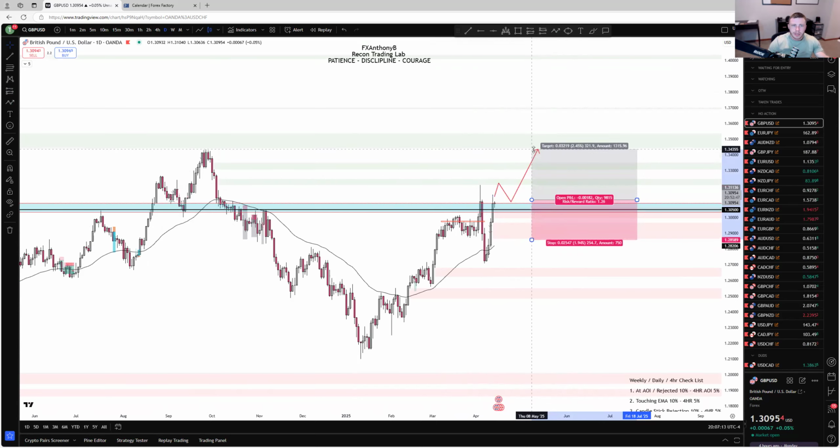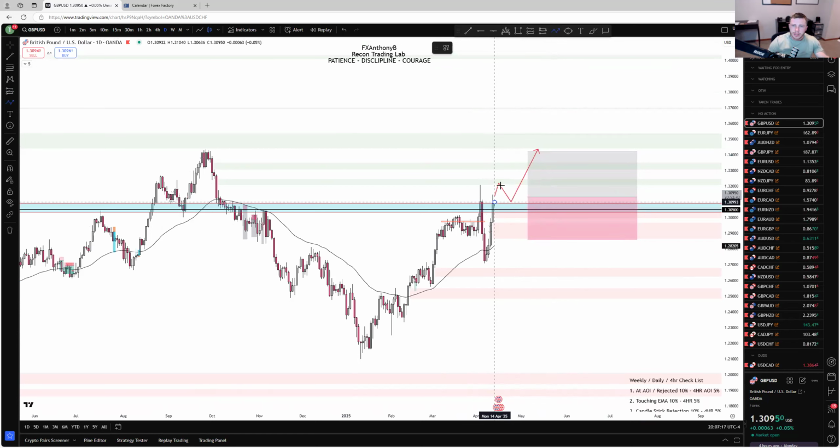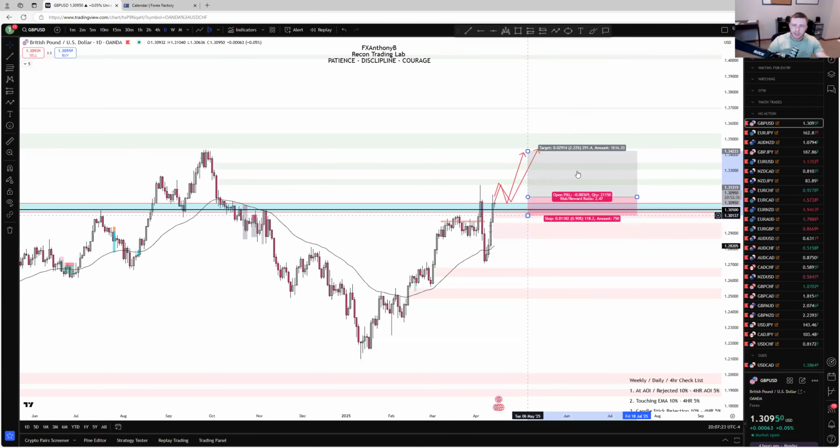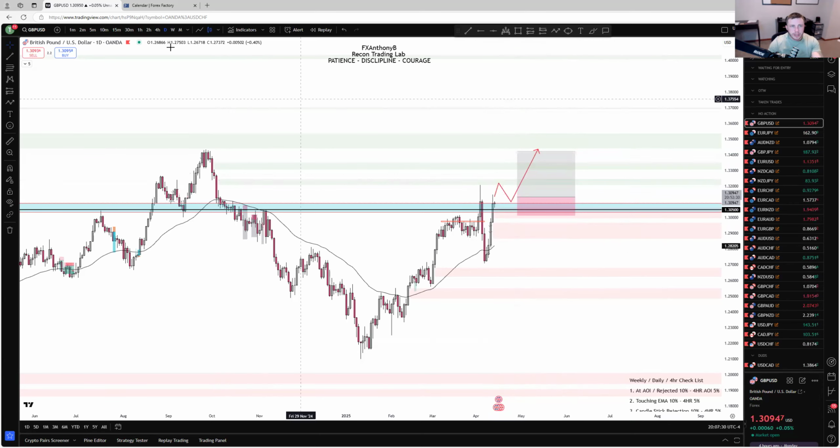I'll have to wait until we do get a daily close. We'll get a daily close, and on Wednesday, we'll look for the longs, and then we'll adjust our stop loss too, and then we'll chase these highs. As of now, not interested.